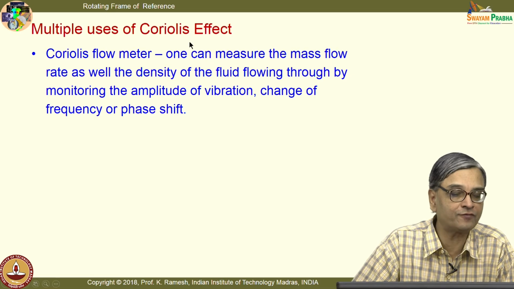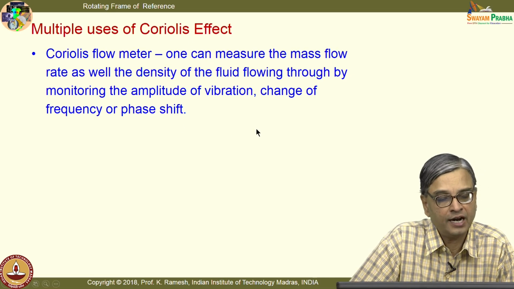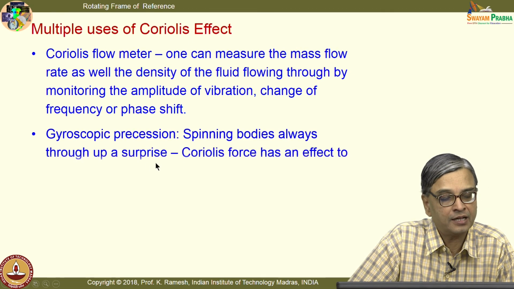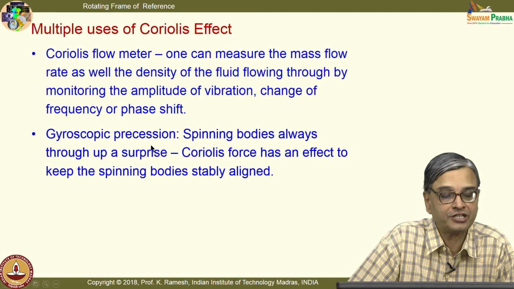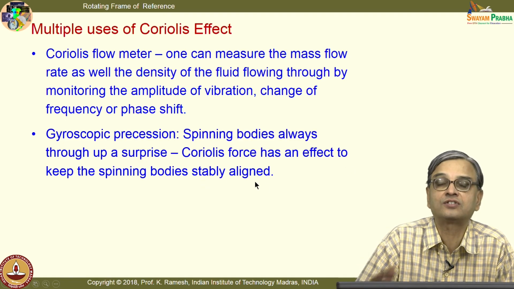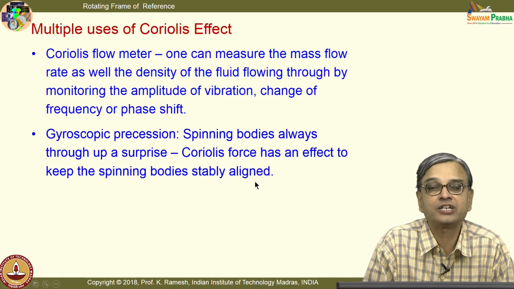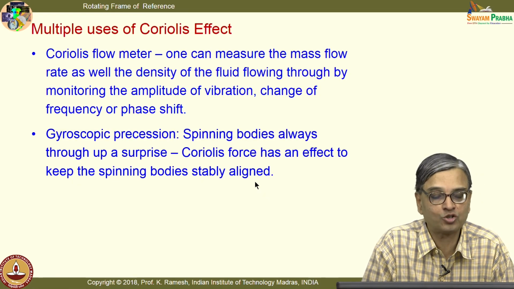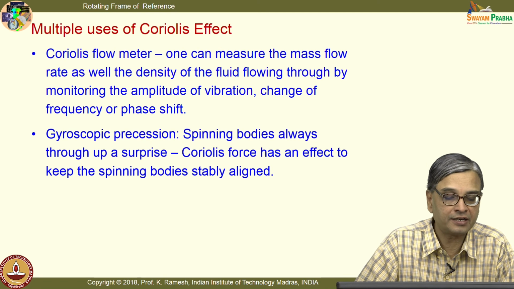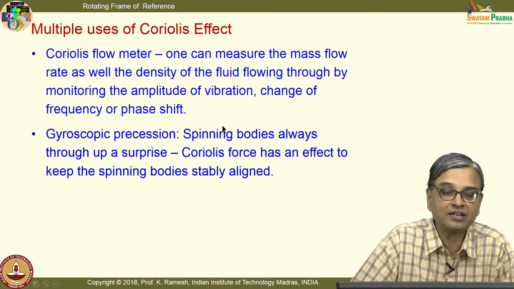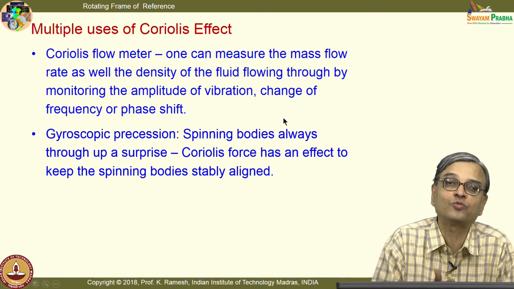So, that is how the Coriolis flow meter came into existence, and you will also be surprised that people use it for gyroscopic precision in a very positive way. Spinning bodies always throw up a surprise. Coriolis force has an effect to keep the spinning bodies stably aligned. So, this is used for inertial stability and so on and so forth. And with great struggle, human civilization has understood what is Coriolis effect and how it can be used.